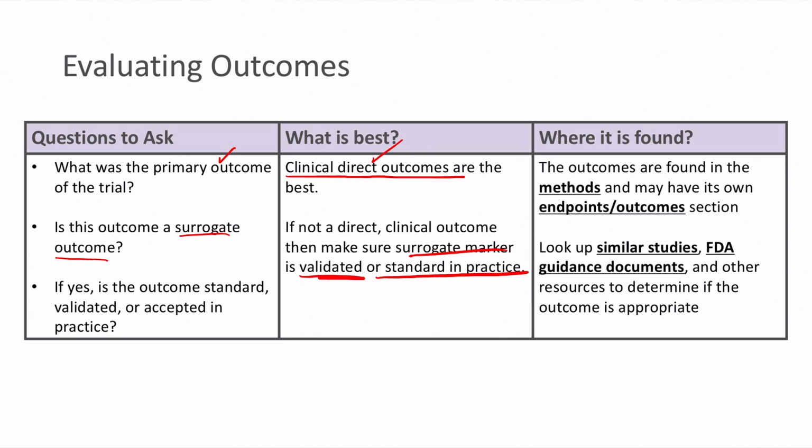The outcomes are usually found in the methods section, and it usually has its own endpoint/outcome section as well. You do want to look up similar studies, FDA guidance documents, and other resources to determine if your outcome is appropriate.